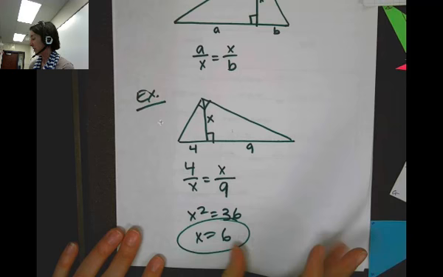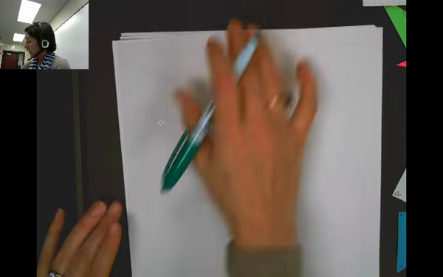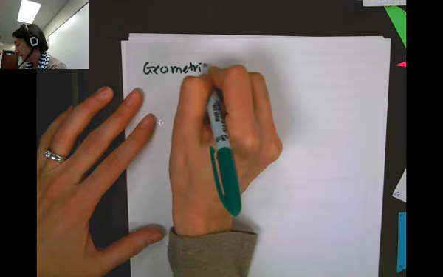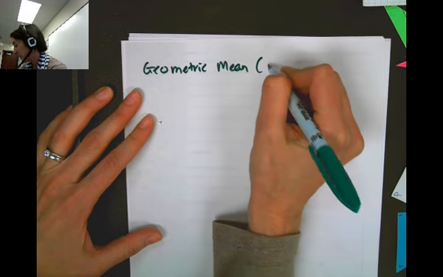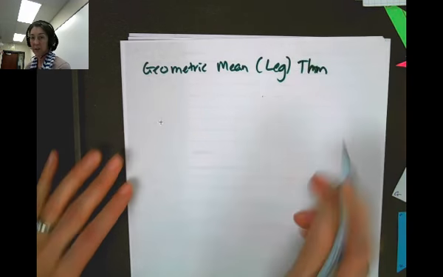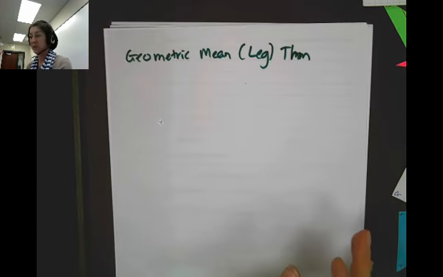One more that works sort of like this one. Another geometric mean, but this time we're using a leg theorem. Have I mentioned in this lesson, sorry, that there aren't any proofs with this stuff? We're not going to have you do any proofs with this. We're just going to have you solve algebraic problems based on this.